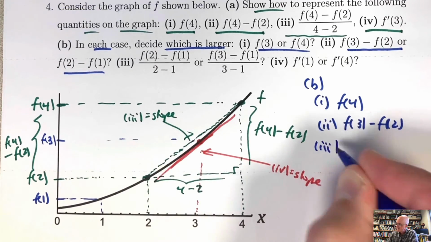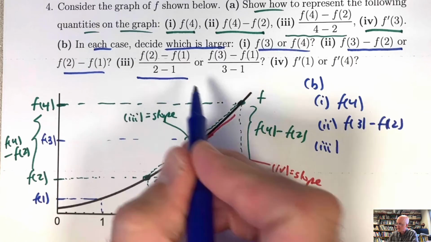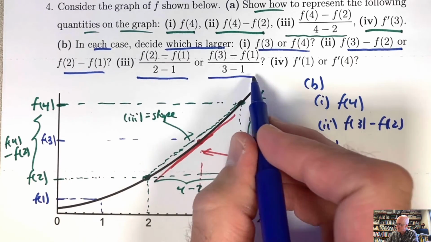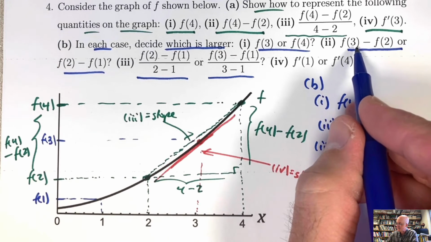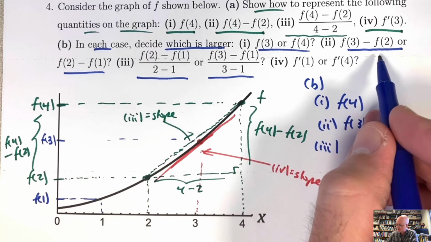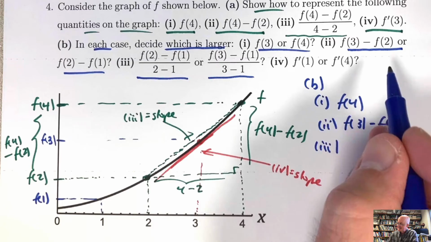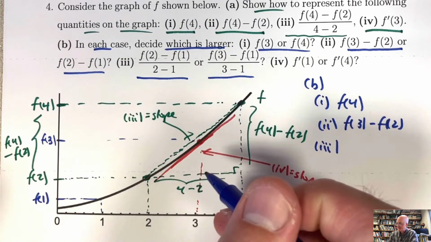Next, f of 2 minus f of 1 all divided by 2 minus 1, or f of 3 minus f of 1 all divided by 3 minus 1. Careful, we're not doing f of 3 minus f of 2 divided by 3 minus 2. You got to be careful here because of that.